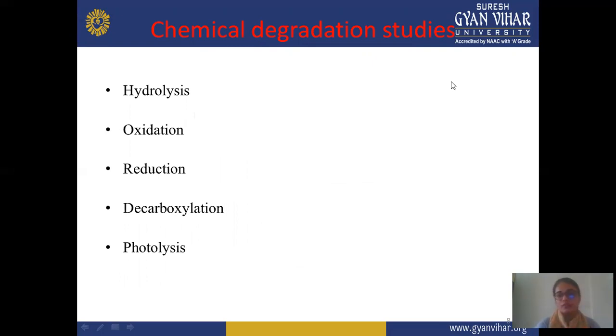Hydrolysis, we already know, is the breakdown of a particle by the addition or removal of a water molecule. Oxidation means a certain oxidation process takes place in a formulation. Reduction means removal or reduction of the condition. Decarboxylation means removal of a carboxylic group. Photolysis takes place mainly due to the presence of light or sunlight.